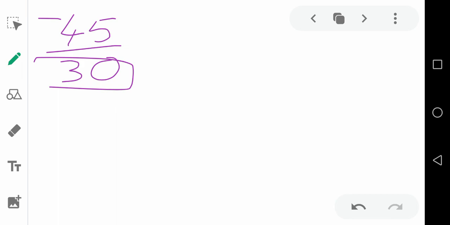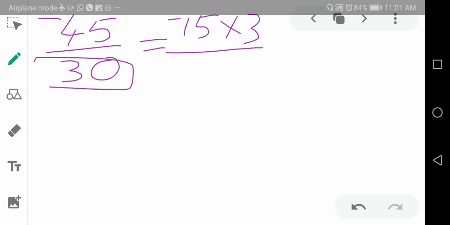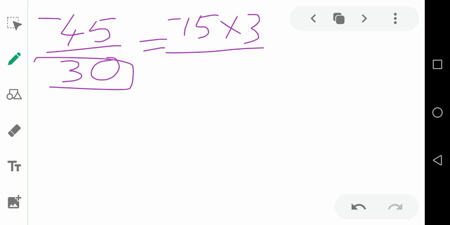Now we have to make the common factor 1. For that, you have to see in which multiplication tables this 45 and 30 are there. Both are there. That means if I am taking the 3 table, minus 15 into 3. 15 3s are 45. Then 30, how will you write it as? That is 15 into 2.